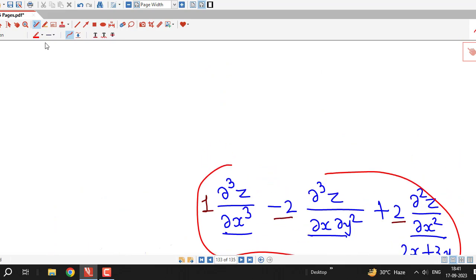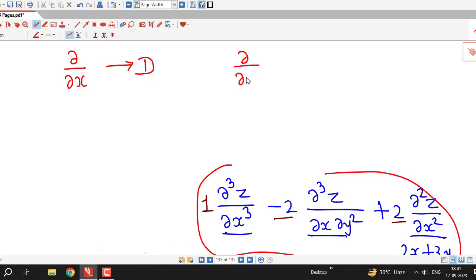And we are going to understand certain notations also. As in the case of ordinary differential equations, we will denote partial derivative of z with respect to x by capital D.